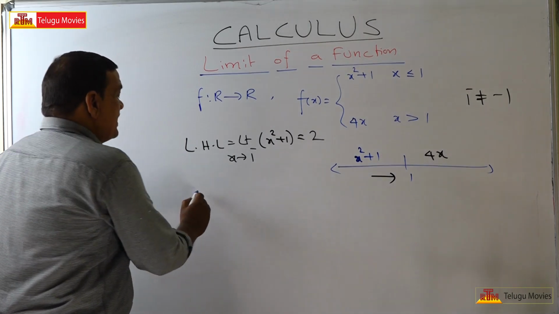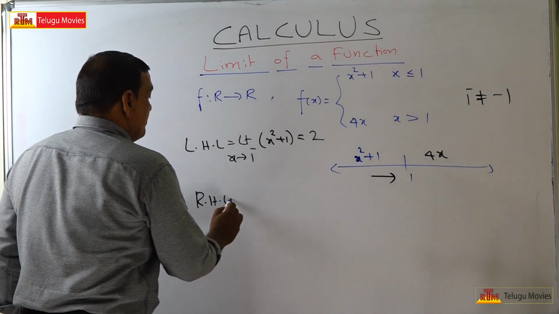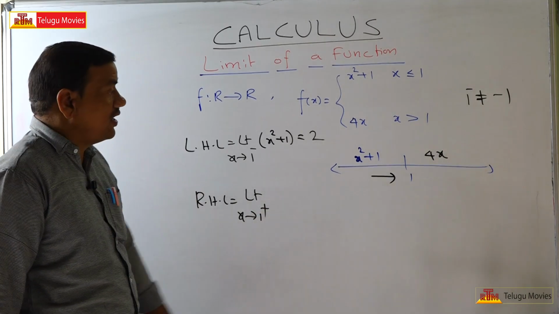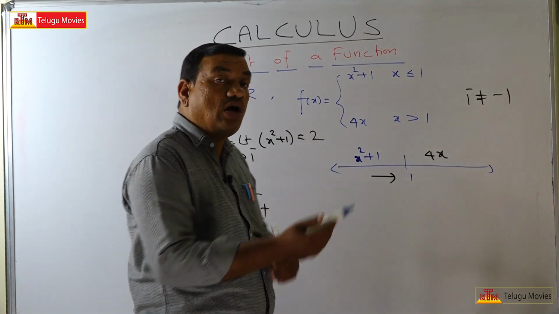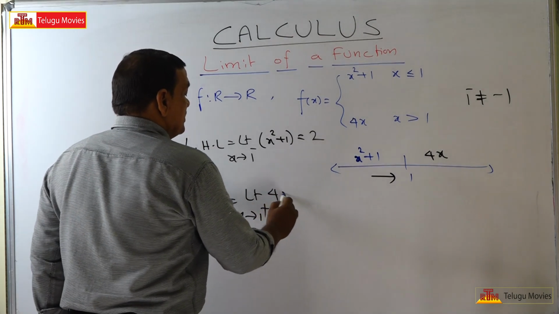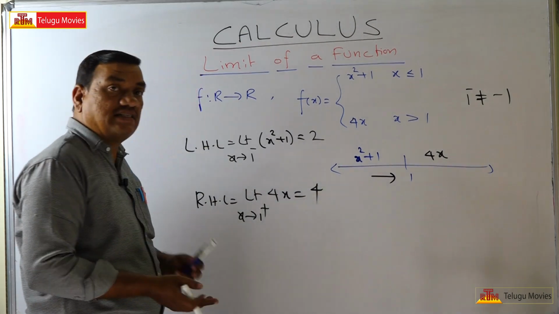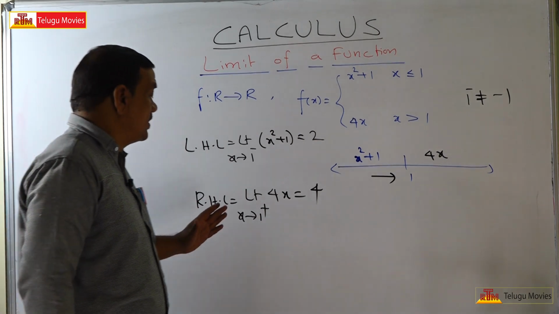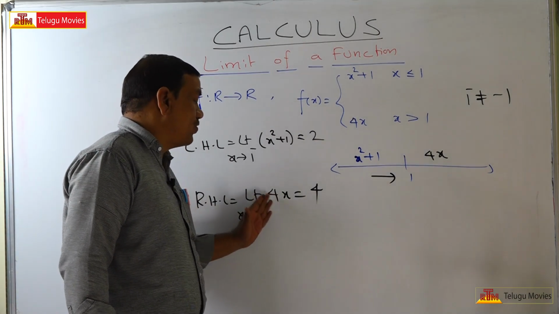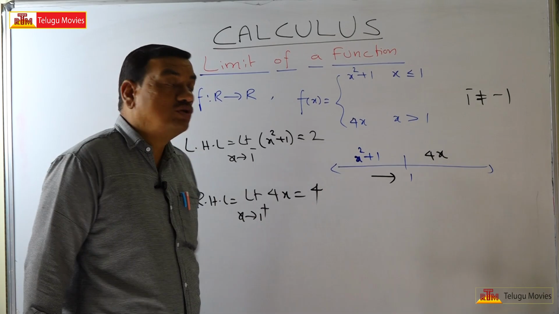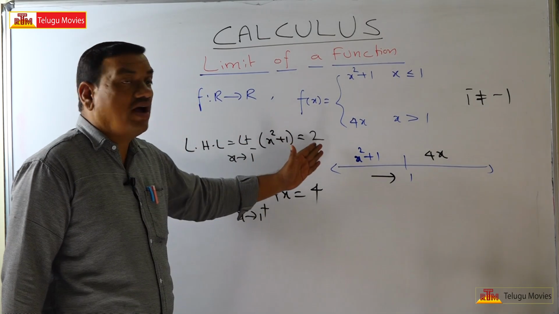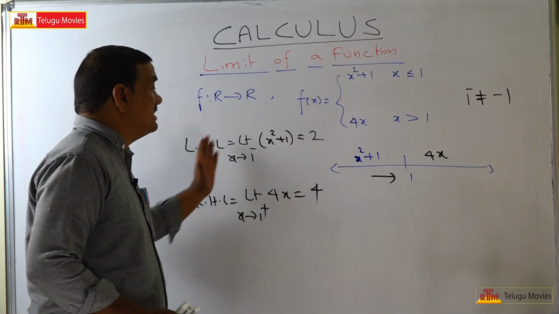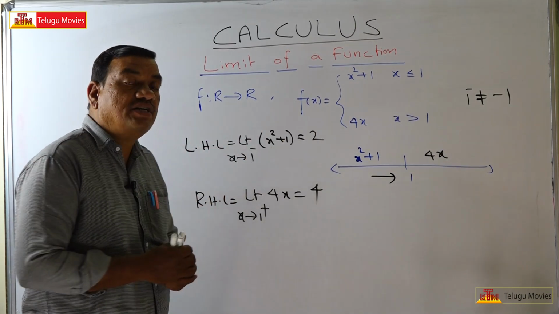Now coming to the right hand side limit, limit x tends to 1 plus. Now how is your function defined on the right hand side? 4x is defined. As I have given an explanation earlier, as x tends to 1, the 4x value approaches 4. So observe here, the left hand side limit is 2, the right hand side limit is 4.